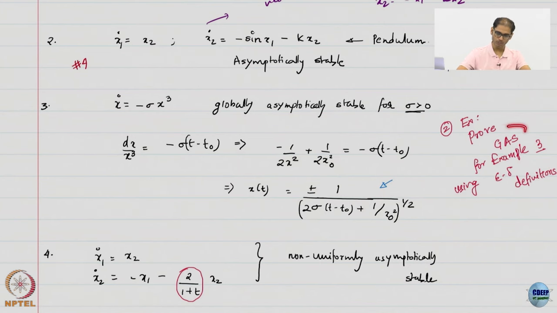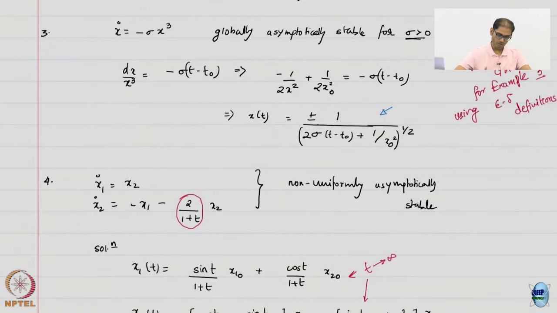Again, I say only globally asymptotically stable because uniformity is free. Right hand side is independent of time. So, no need to evaluate uniform. If I say GAS, it is GUAS. Alright? Okay. Good.